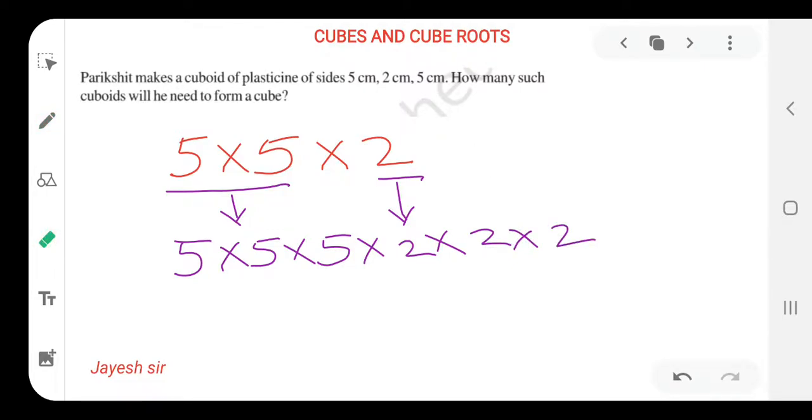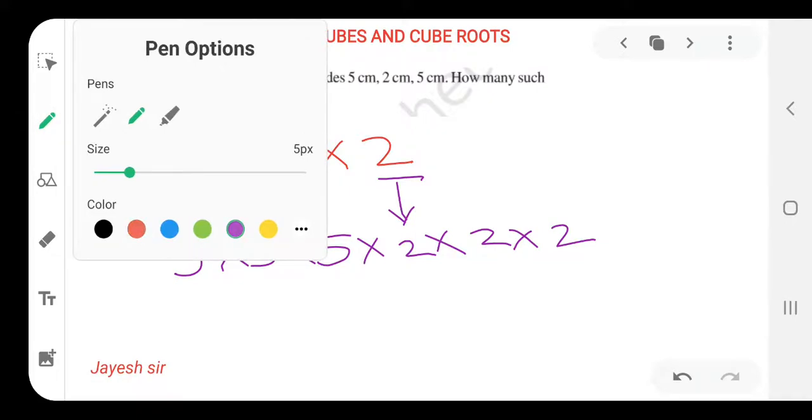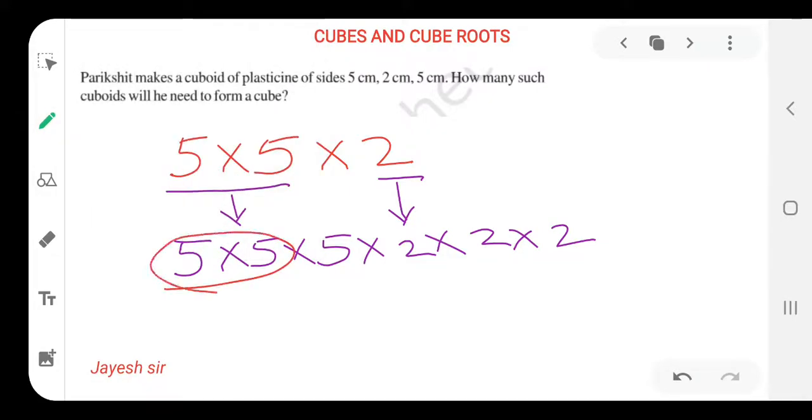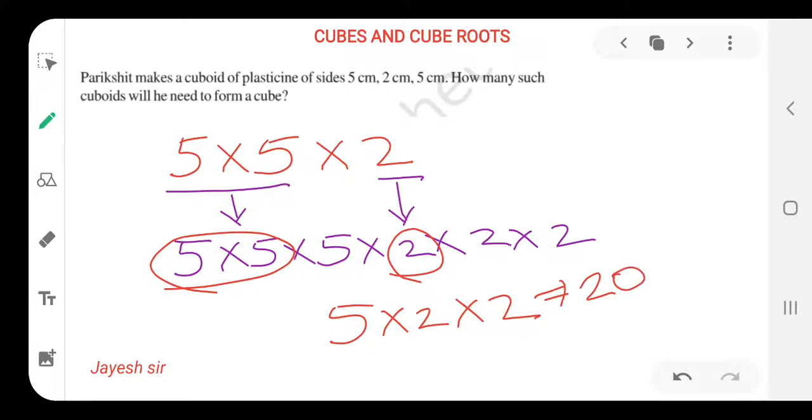That means this was the number that we were already having, so I am left with 5 into 2 into 2. So the number should be multiplied by 20 cuboids to obtain a perfect cube. So the correct answer for this is 20 cuboids to obtain the perfect cube. Yes friends, I hope you all might be getting it.